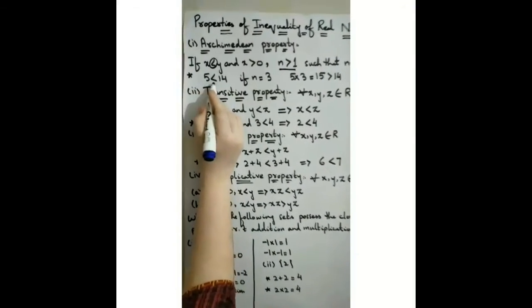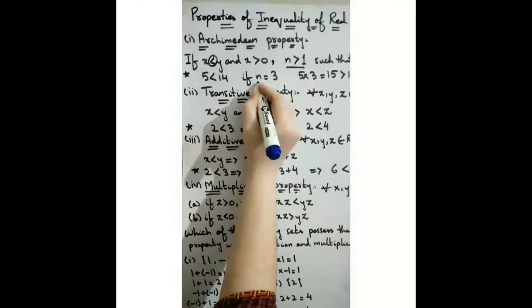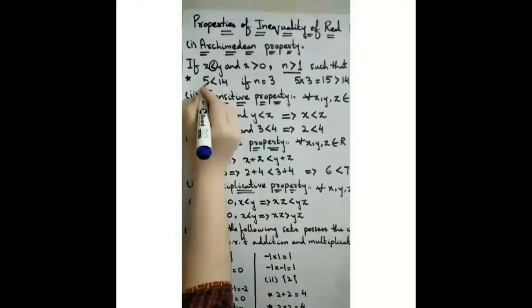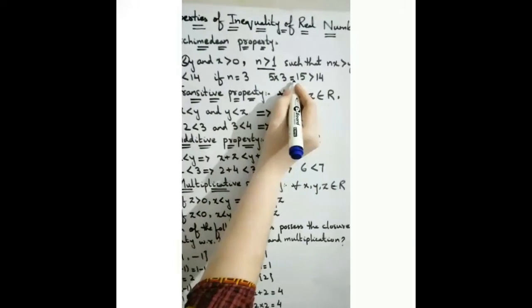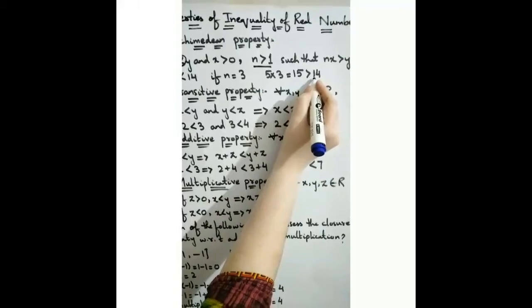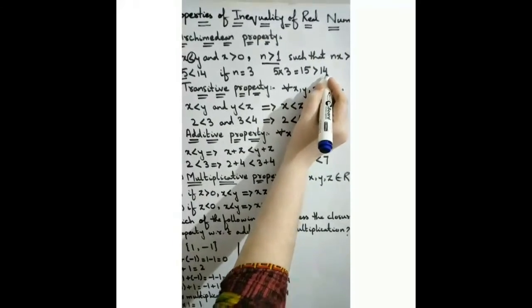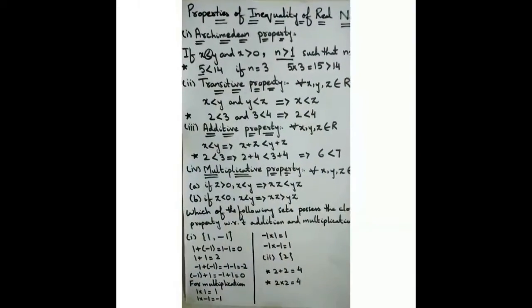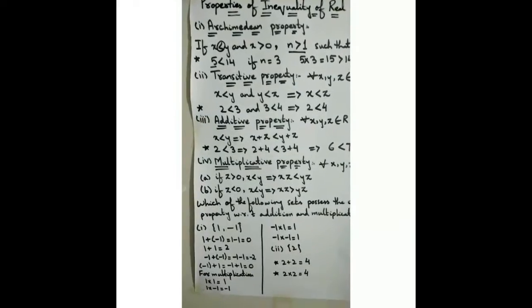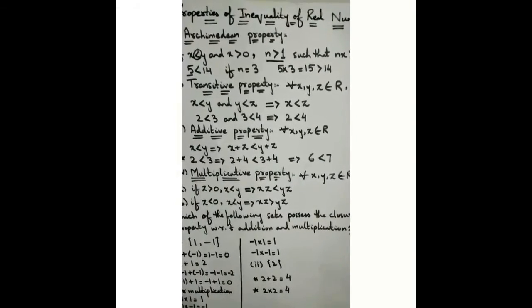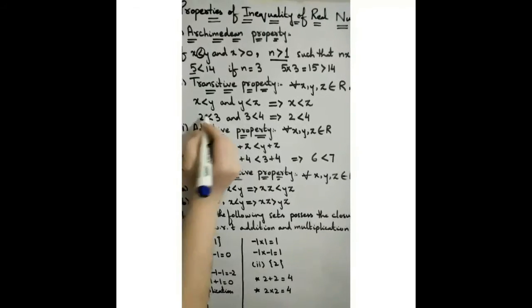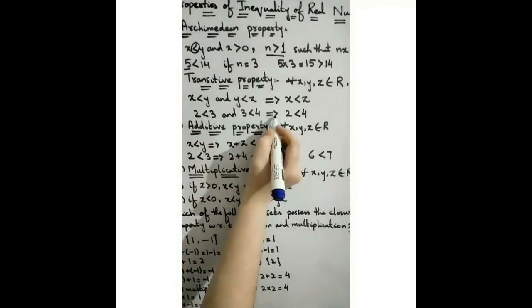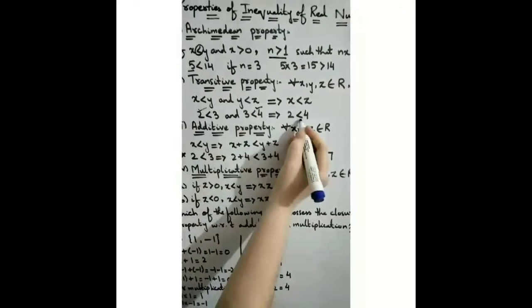If I have 5 less than 4 and I am taking n equal to 3, if I multiply 5 by 3 it is equal to 15, which is not less than 14. 15 is greater than 14. That's why I am changing this sign from less than to greater than. Number 2 property, transitive property. For all x, y, z belonging to R, x less than y and y less than z, it means x less than z. If 2 is less than 3 and 3 is less than 4, it means 2 is less than 4.